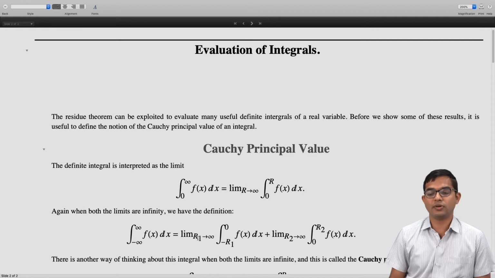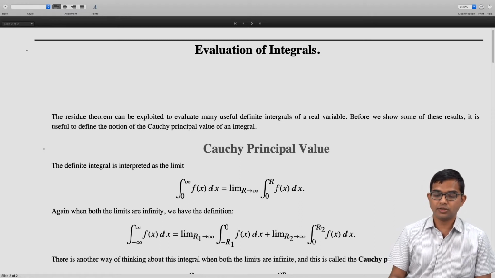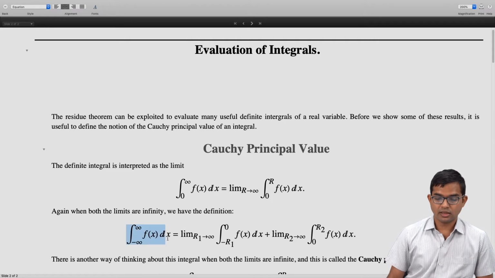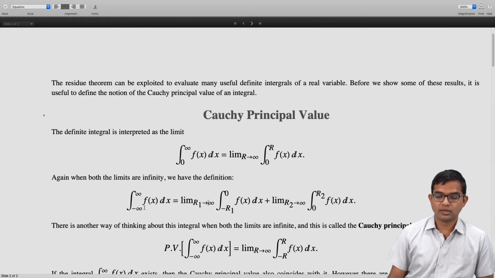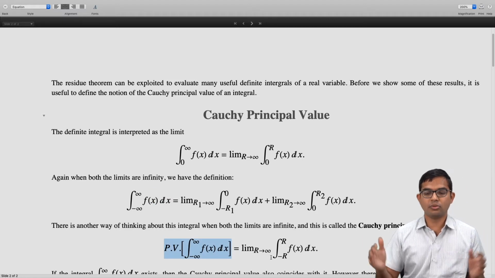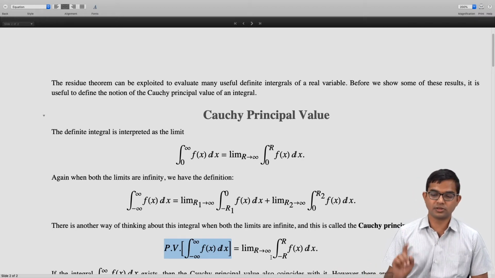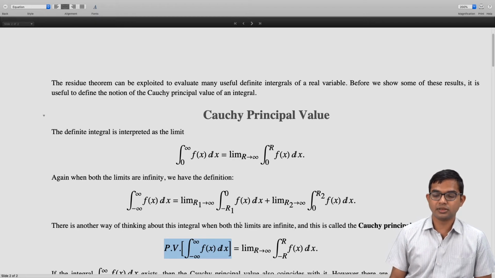Limit r1 tending to infinity and r2 tending to infinity separately. The first integral is from minus r1 to 0 and the second one is from 0 to r2, right? So this is what is meant by this integral. But often it's also useful to think of another quantity which is very closely connected, and that's called the principal value of such an integral. So that's called the Cauchy principal value, and the way to define this is, just put one r. So you box this function f of x between minus r and plus r and take the limit r going to infinity. There's just one limit taken, right?